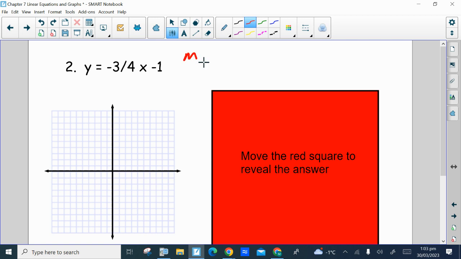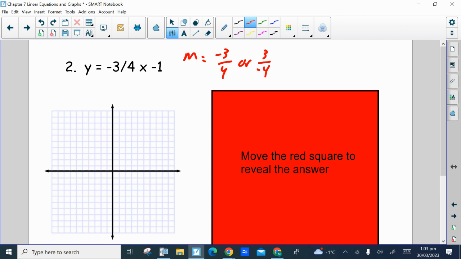What's m, the slope? But you've got to remember there's a negative there. That makes a difference. So you can say it's -3 over +4 or +3 over -4. When a fraction is negative, either the top or the bottom is negative.